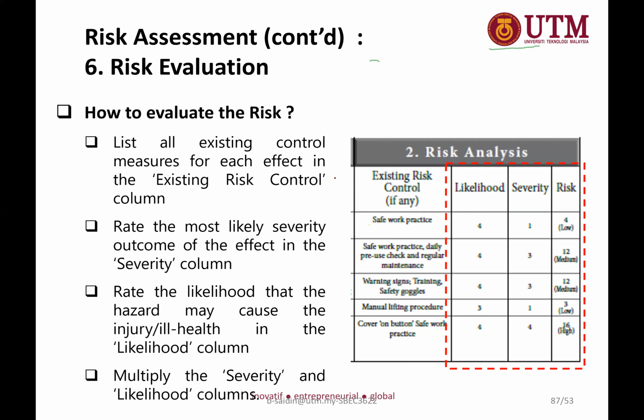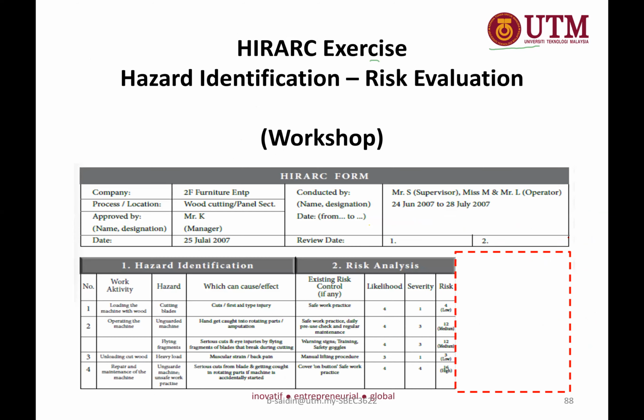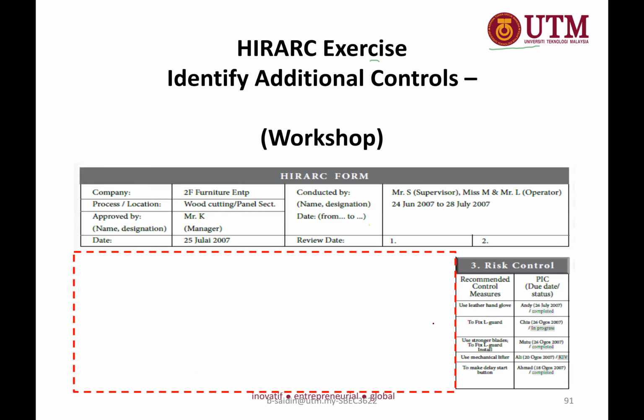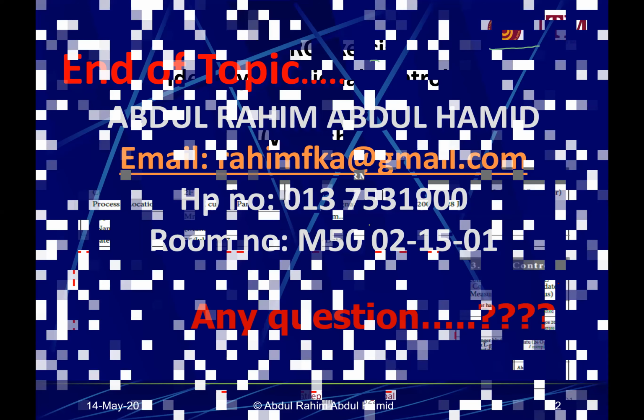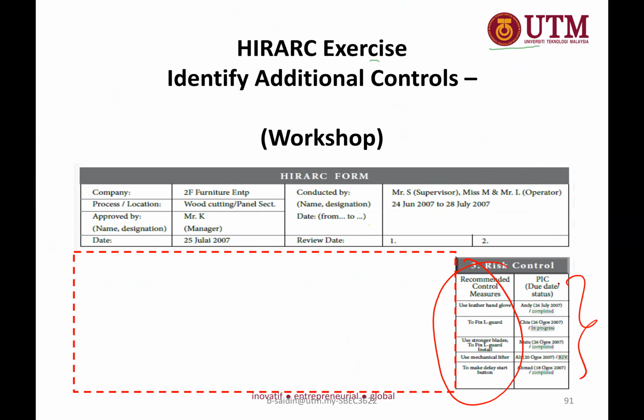All right, then existing risk control, then you come up with the likelihood and severity, then you will get the risk. You identify it as low, medium, or even high. Then at the end of the day, you suggest control measures and even the person in charge. Okay, so that is basically the whole process of hierarchy.